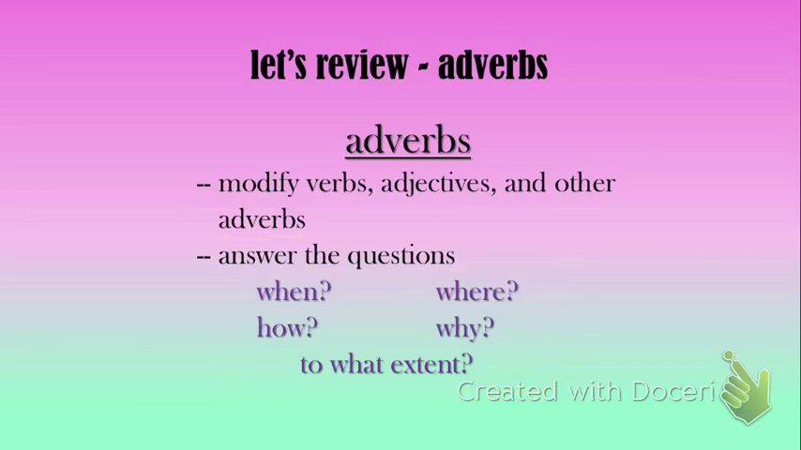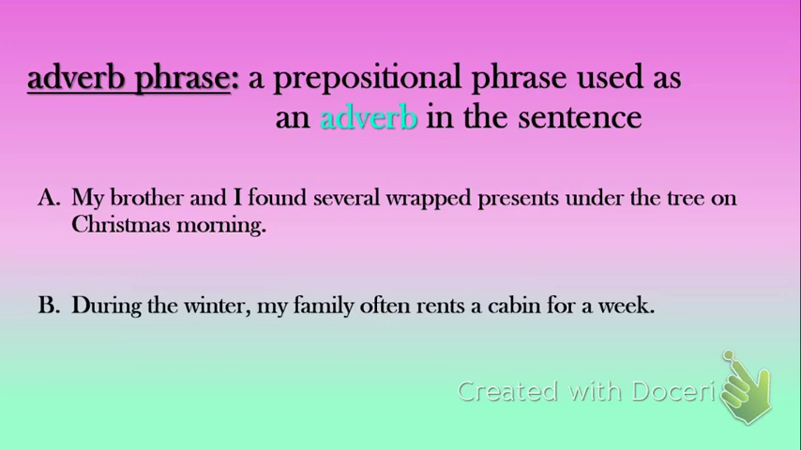Alright, as we move on, we're going to always start with a definition of what we're looking at. So an adverb phrase is a prepositional phrase used as an adverb in the sentence. So again, we're going to start by looking for prepositional phrases in the sentence, and then we'll decide what word in the sentence it's describing.